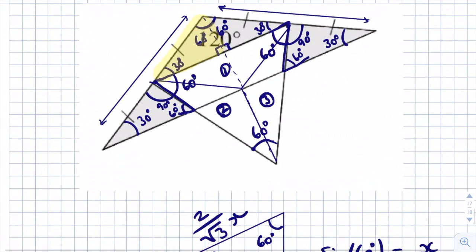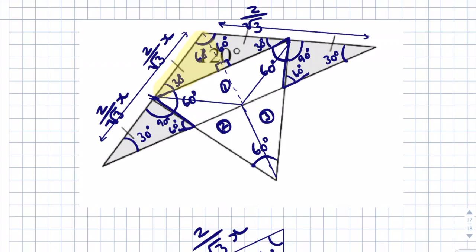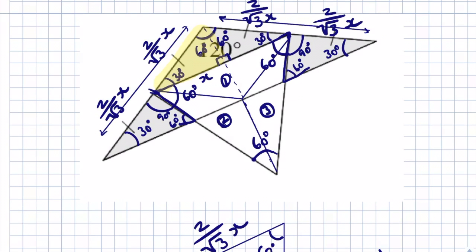And because it's isosceles, and we know the equilateral triangle shows us where the midpoint is, we know that this length is going to be 2 over root 3 x, and also this length is going to be 2 over root 3 x. And the same can also be said for the other two sides. And of course I also know that that's x and that is x there. So what I'm going to do next is find these lengths here.